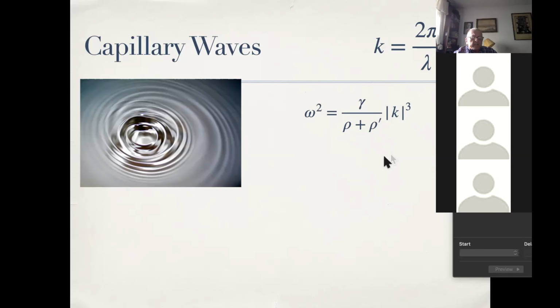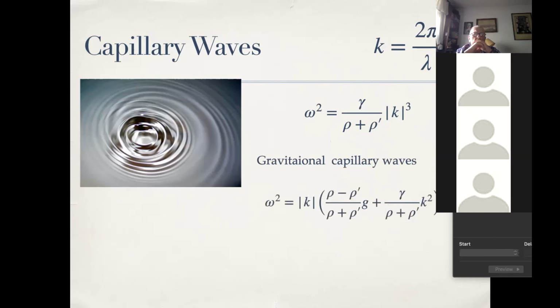So this is an expression for a capillary wave on the surface of a liquid without the effect of gravity. But when we solve the same problem on the surface of a liquid in the presence of a gravitational field, then we have a slightly different equation, namely the equation which looks like this. It has 2 terms.